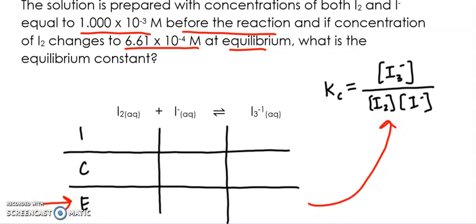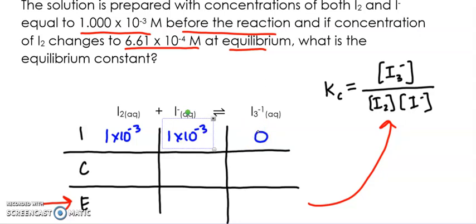If I go back up here, it says 1 times 10 to the negative third molar. That's for I2 and I minus before the reaction, so that would be initial. I'm going to fill in 1 times 10 to the negative third for both of these. Now think about this. If that's what I have at the start, these are my two reactants. I have no product yet. Nothing's happened. Typically, you're going to find that there is no product to start.